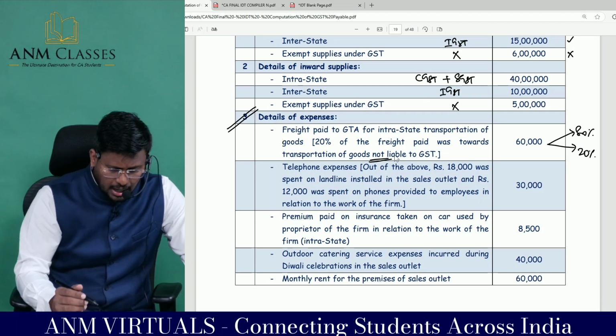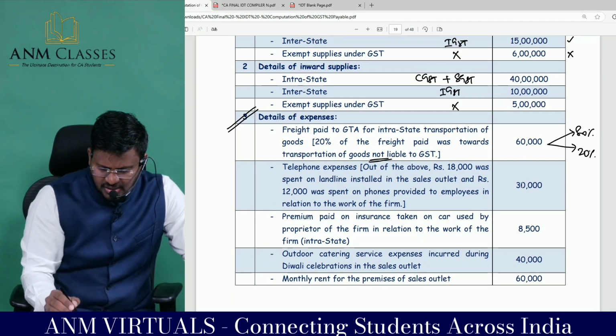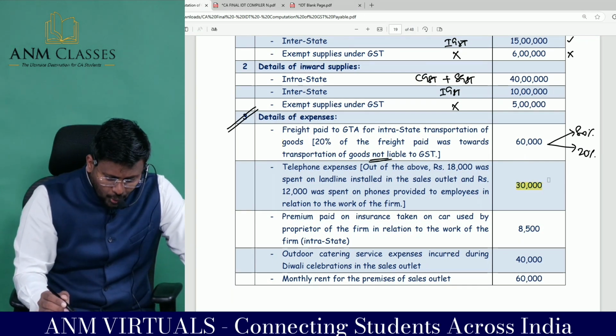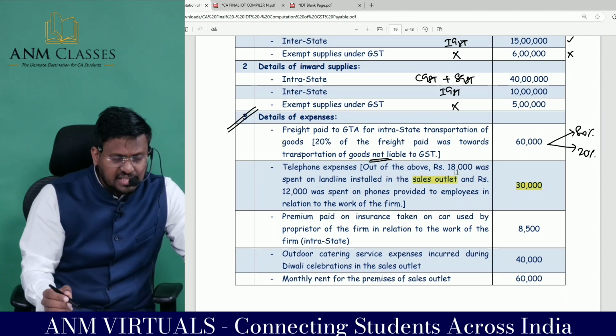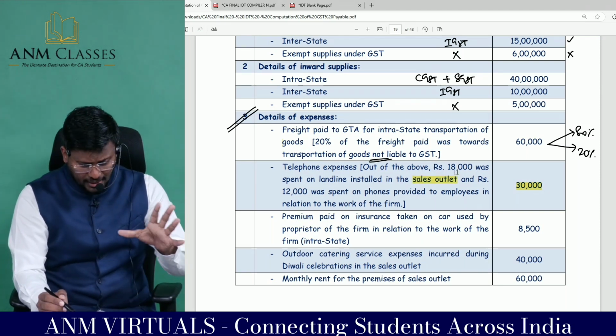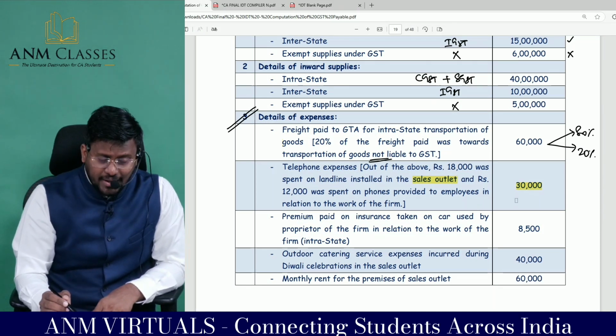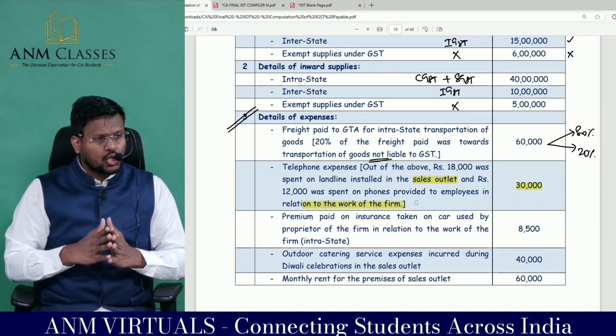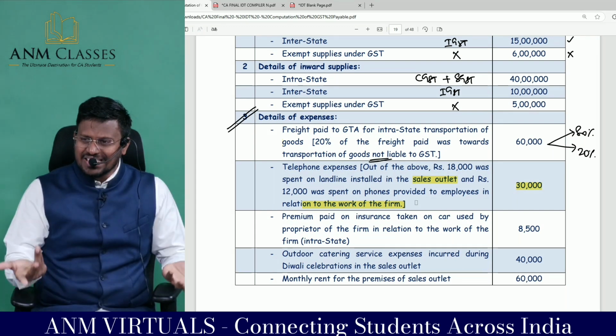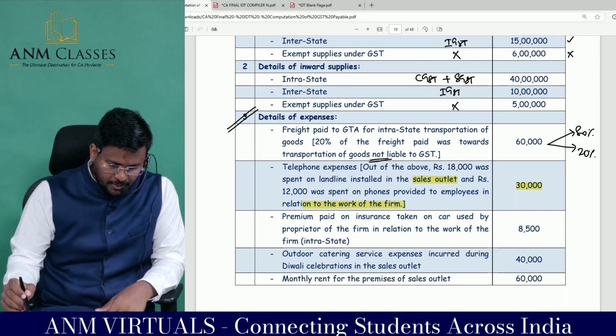Telephone expenses: total telephone expenses is 30,000. Out of the above, 18,000 was spent on a landline installed in the sales outlet. Rupees 12,000 was spent on a phone provided to an employee in relation to work of the firm. Both are in the course or furtherance of business. ITC is allowed, no need of apportionment.